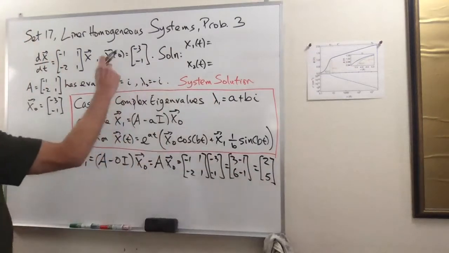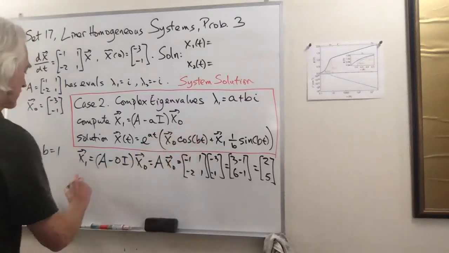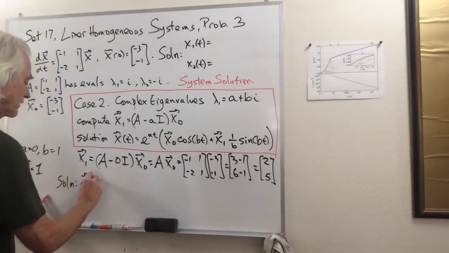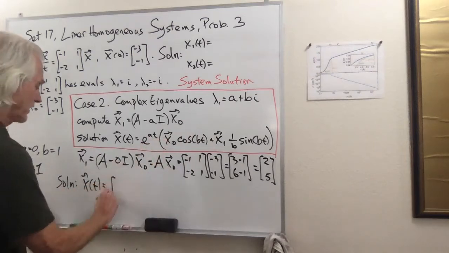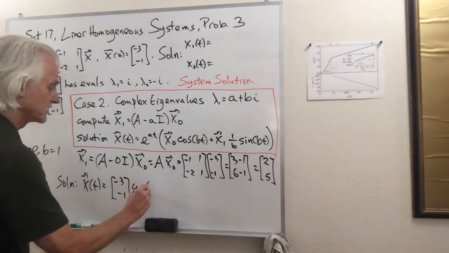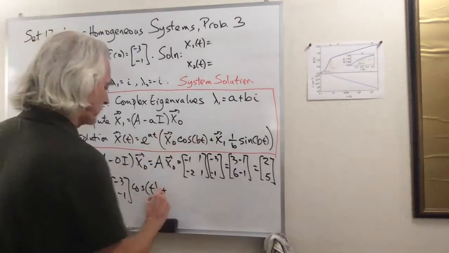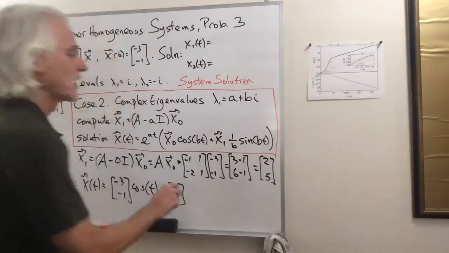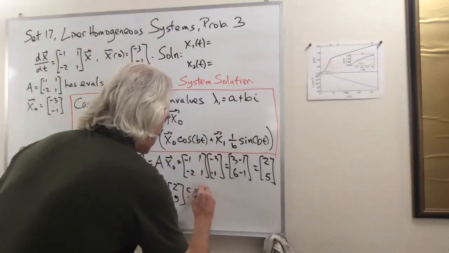x naught, the initial condition, is negative 3, 1. That goes here. Cos b is 1, so we can go right to the solution, which is x of t is e to the at, which is 1. I can ignore that, times the vector negative 3, 1, times cos t. It's just cos t because b is 1. And then I have plus 2, 5 times 1 over b, sine bt, but b is 1, so this is just sine of t.